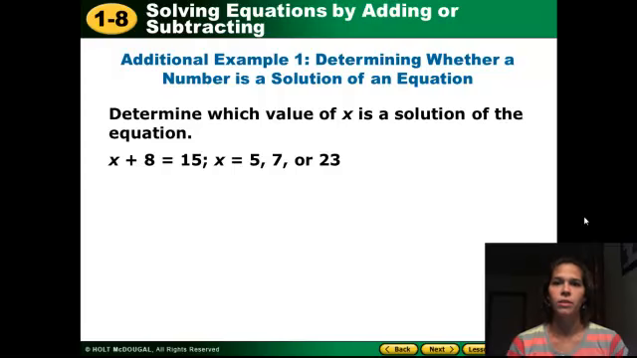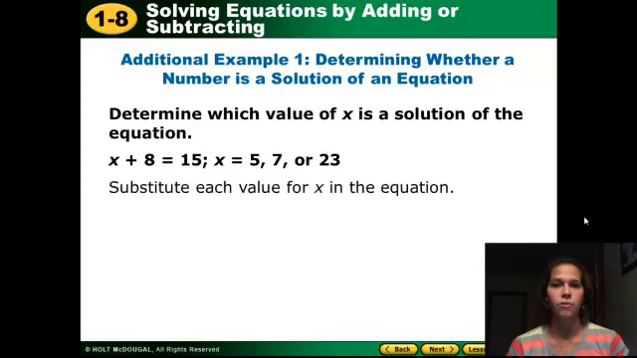There's a couple ways to do this. The first set of examples we're going to look at, the book is going to give you numbers to substitute in, and you just have to try those to see if it makes a true solution. So determine which value of x is a solution of the equation. Make sure and check all of the values in case there's more than one solution. So our equation is x plus 8 equals 15, and I have to try 5, 7, and 23.